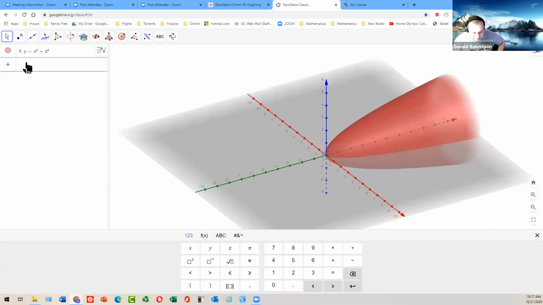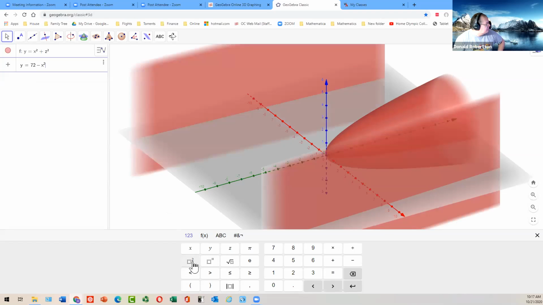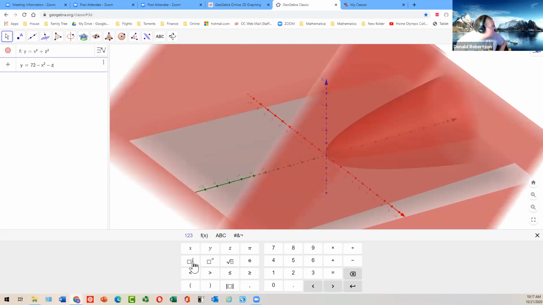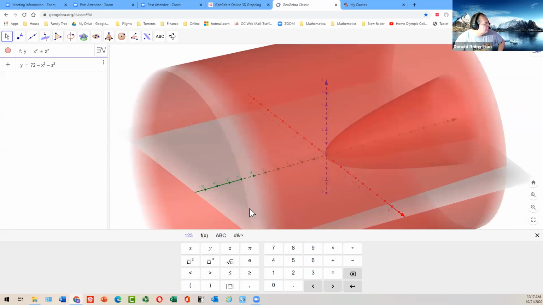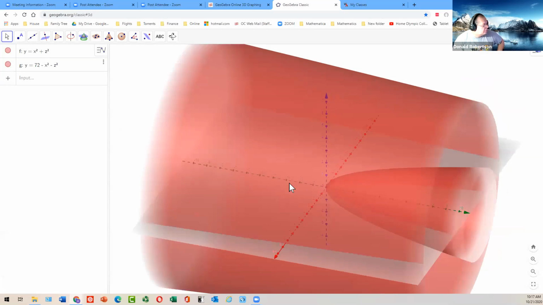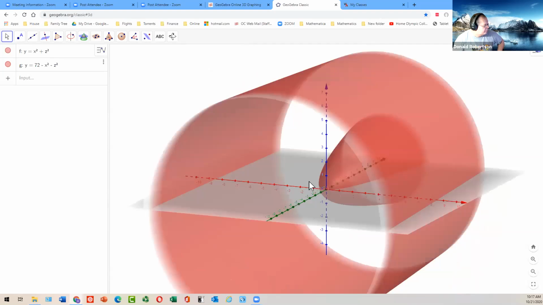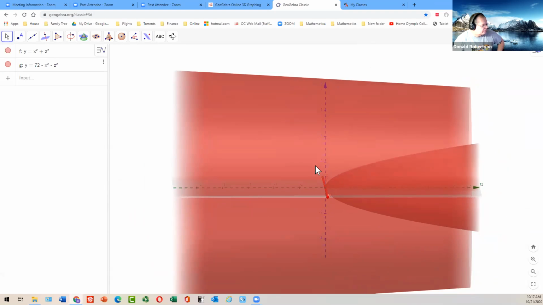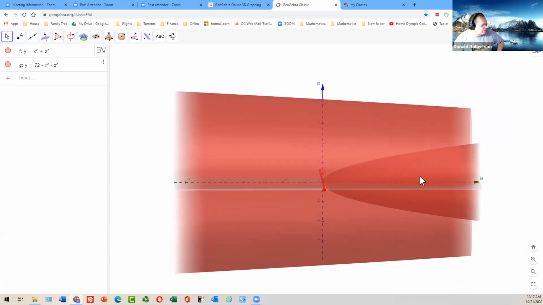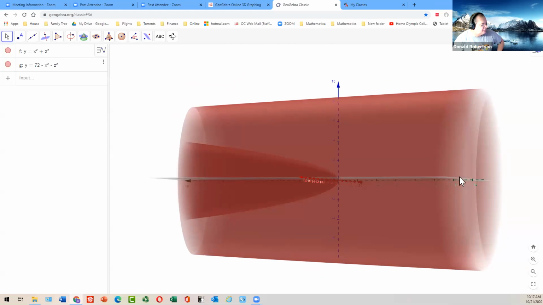And the second function is y equals again, and it's going to be 72 take away an x squared, and then subtract a z squared. Boom. Okay, it didn't help.